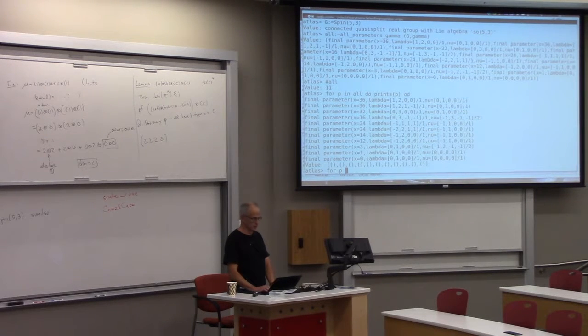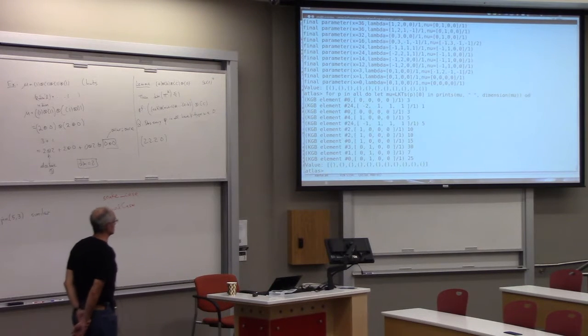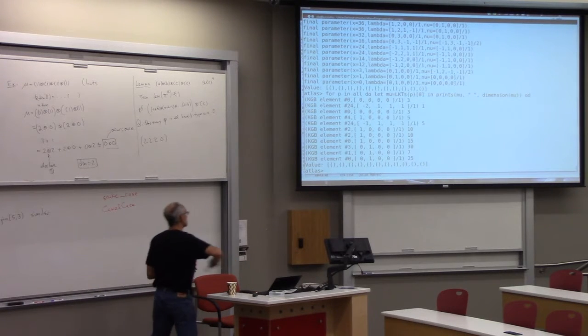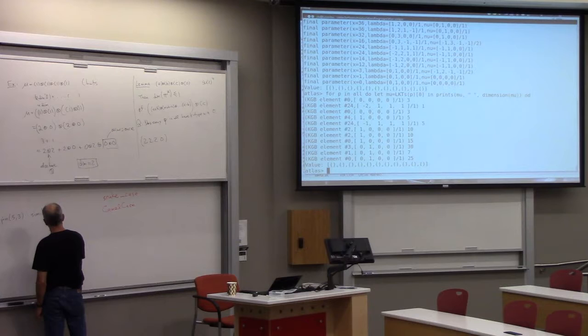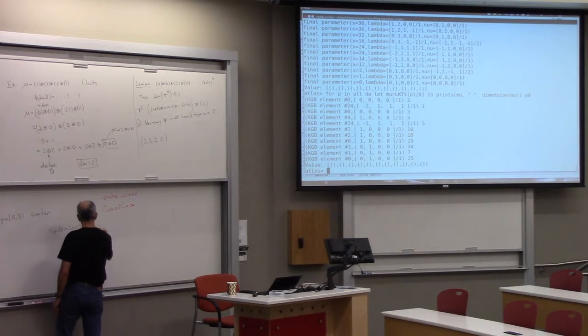for P in the list, let mu be the lowest K-type of P, and print mu and the dimension of mu. That's one thing we can always do. So there are the dimensions of the lowest K-type. So the group is spin, K is spin 5 cross spin 3 modulo Z2.